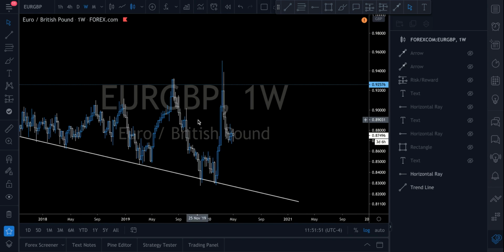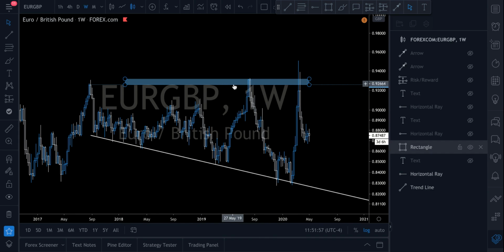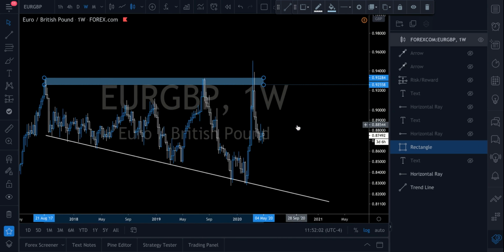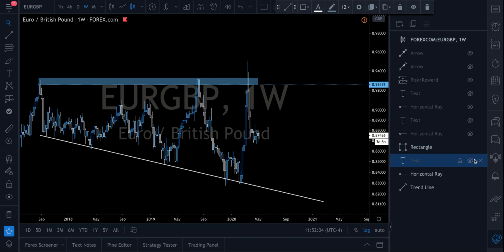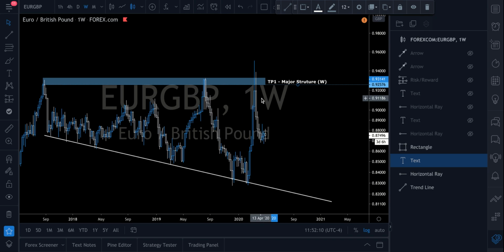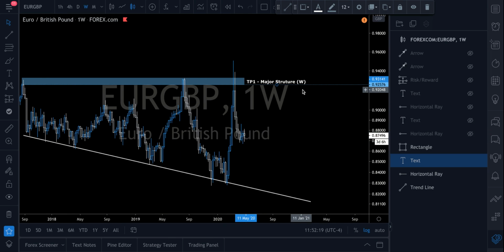And then I also wanted to highlight this area right here. I wanted to do it more as a zone, as you can see, rather than a finite line. But what's happening here is that this is going to be our first take profit, and as you can see, it is in fact major weekly support. We got it once, twice, three times, respecting it down here. So it is confirmed that this is an area of support on the weekly time frame.